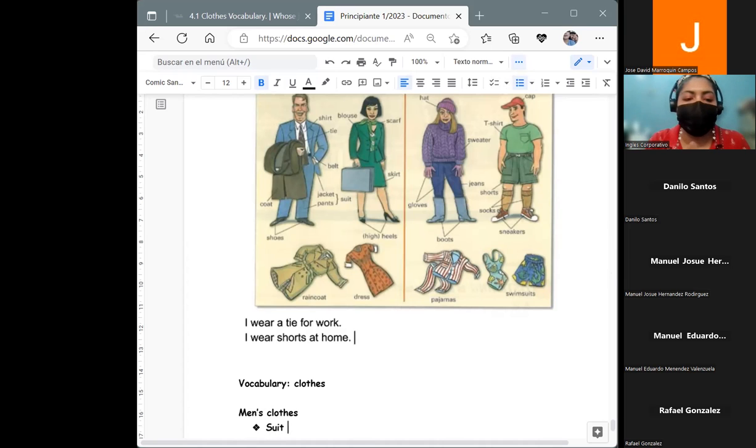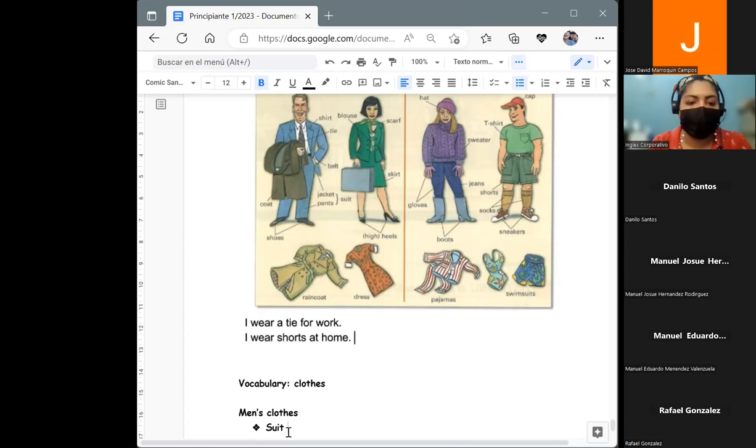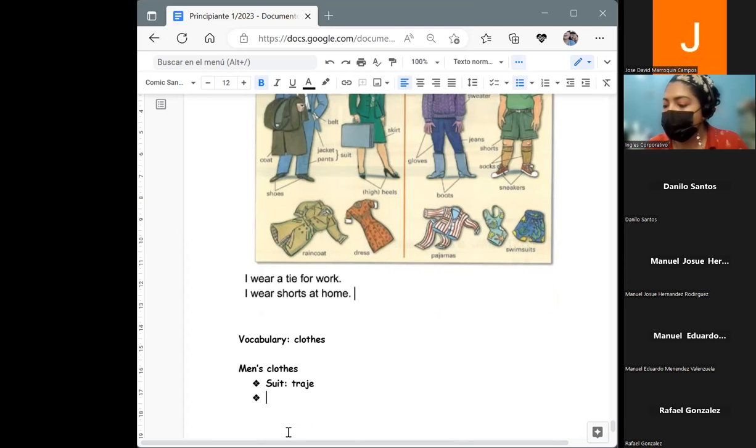So we are going to begin with men's clothes, que es la ropa de hombres. En este caso tenemos el primero, que el suit es como el traje completo, ¿verdad? El saco, el pantalón. Así que aquí le vamos a poner traje. Then we have shirts, que son las camisas.